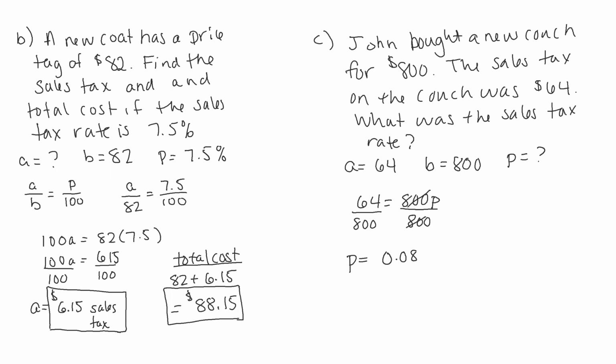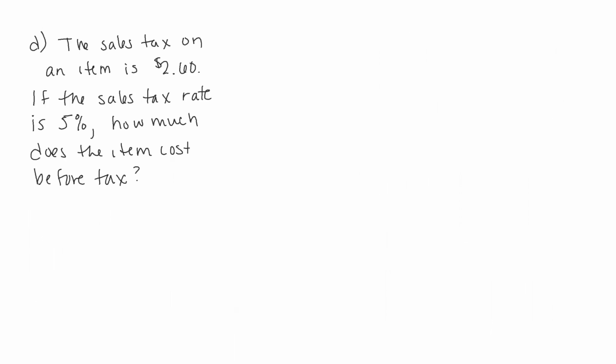Now remember, we're looking for the sales tax rate. We need to write it as a percent. So I move my decimal to the right twice. And I get 8% sales tax rate. And that's it. So you could be asked to find just the sales tax. You could be asked to find the sales tax rate. Or potentially you could be asked to find the cost of the item before tax. And that's what we're going to do in this last example.